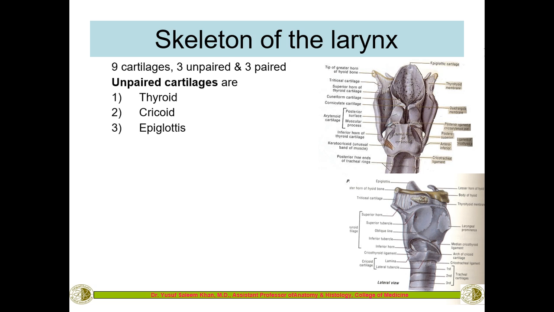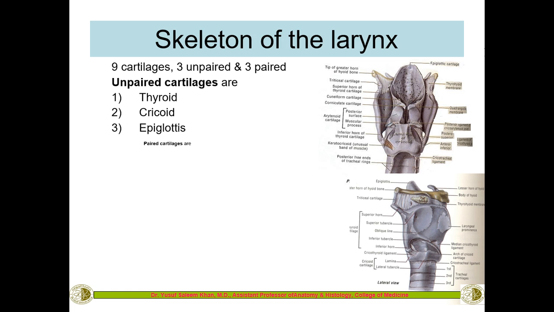The third cartilage is the epiglottis itself. So here is the epiglottis, the third unpaired cartilage. There are 3 cartilages which are unpaired, which are at the midline. The first is the epiglottis, the second is the thyroid cartilage, and the third is the cricoid cartilage. Here again you can see the epiglottis seen from the side, the thyroid cartilage and the cricoid cartilage. So these are the unpaired cartilages.